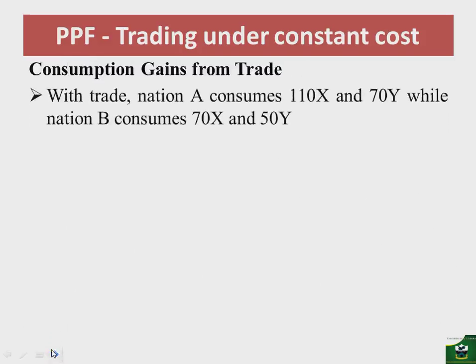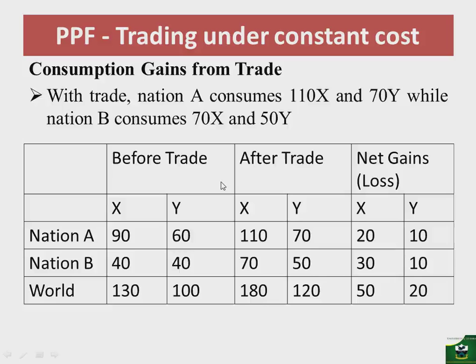Okay, so with trade, nation A consumes 110 units of X and 70 units of Y, while nation B consumes 70 X and 50 units of Y. Now, this should be noted from our previous graph when we went to point E and point E prime respectively. These are the points of consumption. Now, let's try to measure how many each nation has gained.